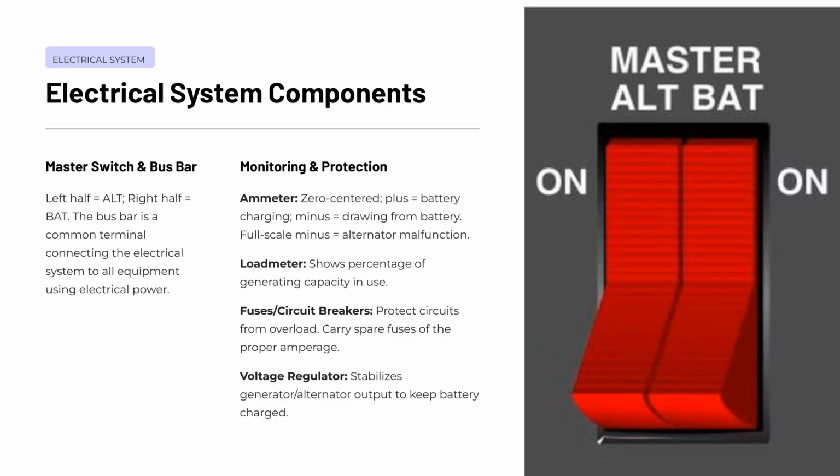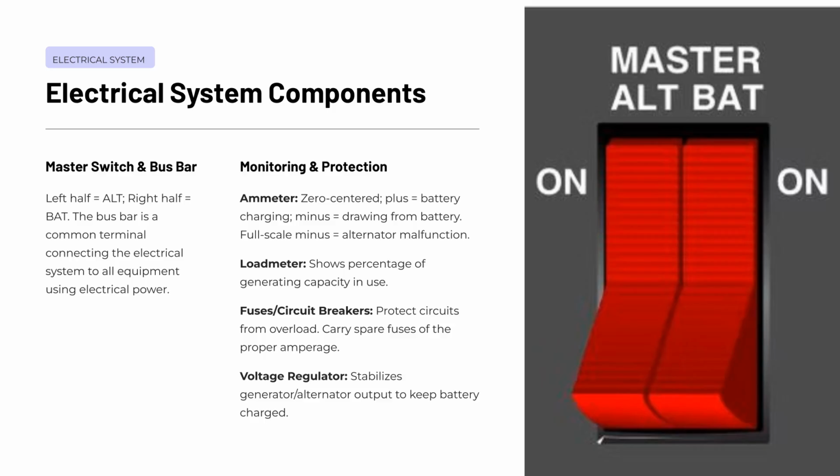The bus bar serves as a common terminal that connects the electrical system to all equipment drawing electrical power on the aircraft. For monitoring, you have two primary instruments. The ammeter is zero-centered. A positive deflection means the battery is being charged by the alternator. A negative deflection means the system is drawing power directly from the battery. If you see a full-scale negative reading, that's a strong indication of an alternator malfunction and requires immediate attention.